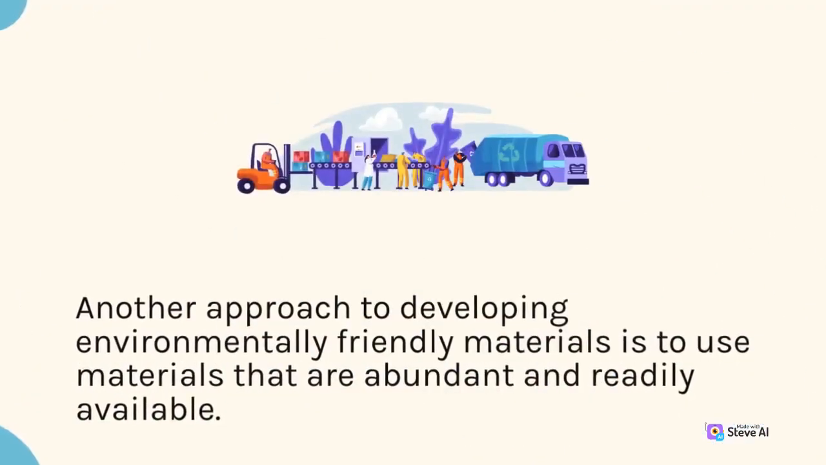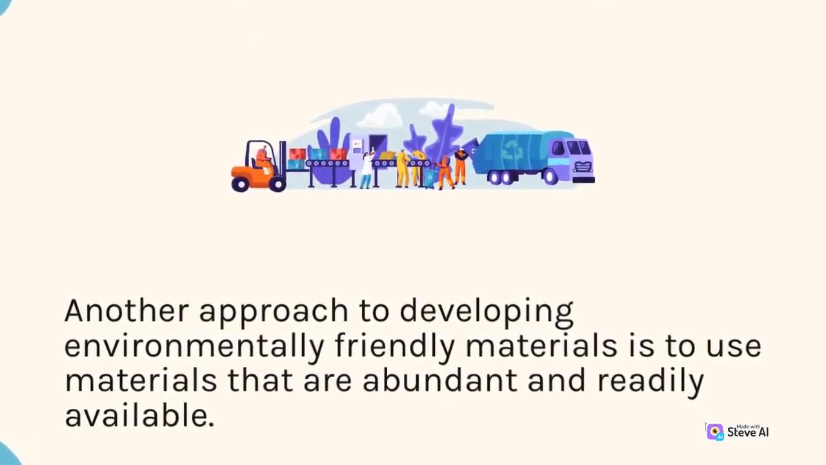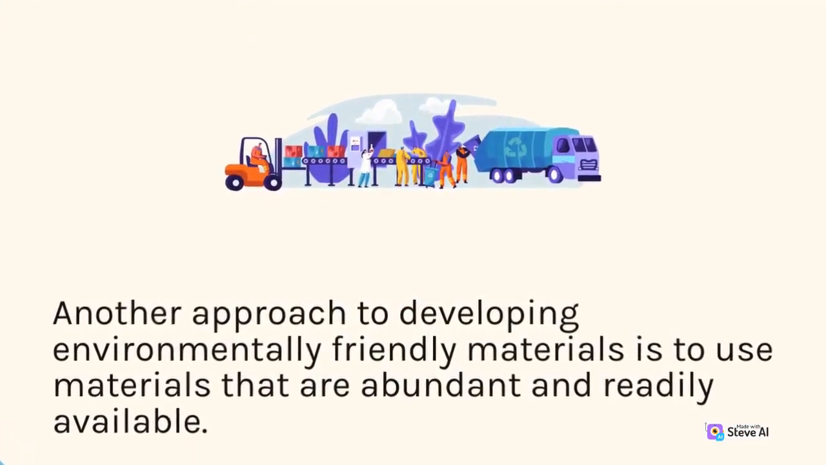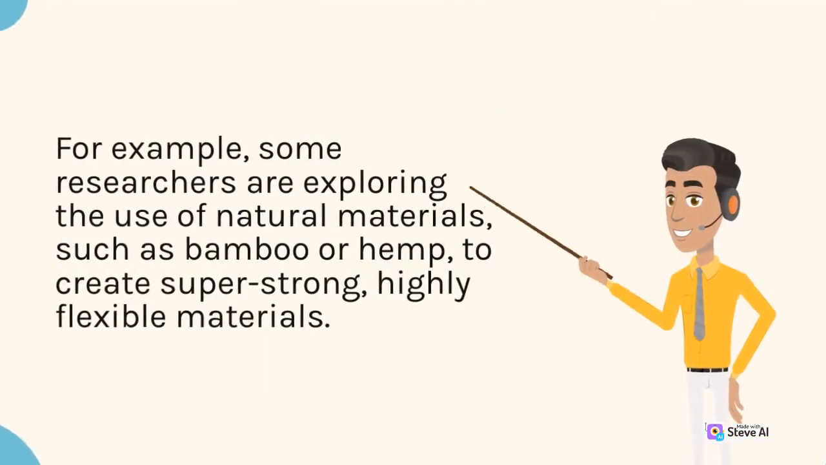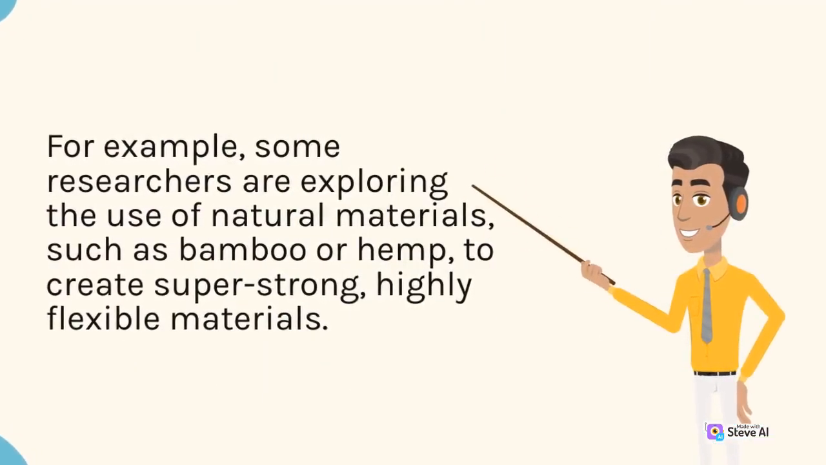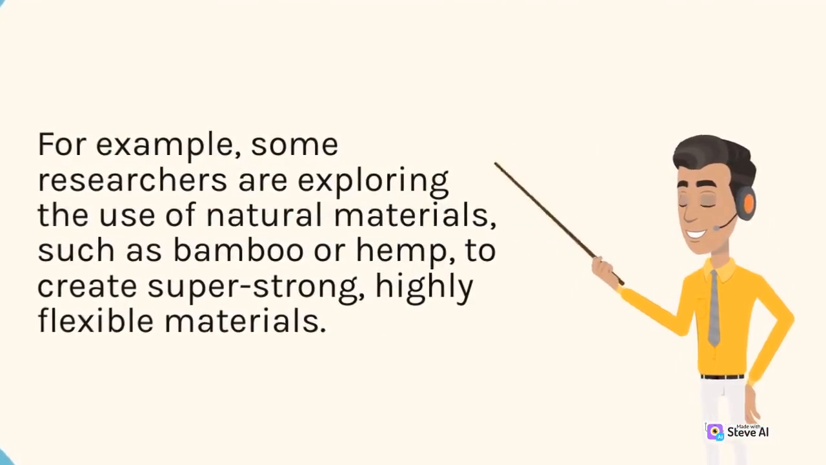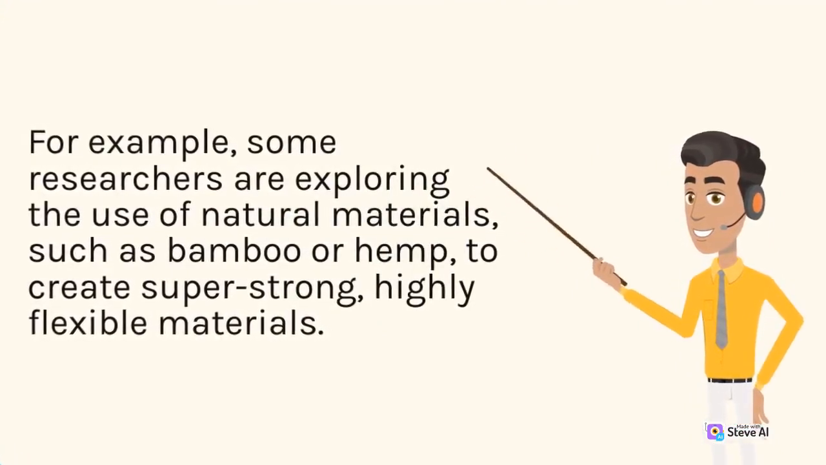Another approach to developing environmentally friendly materials is to use materials that are abundant and readily available. For example, some researchers are exploring the use of natural materials, such as bamboo or hemp, to create super-strong, highly flexible materials.